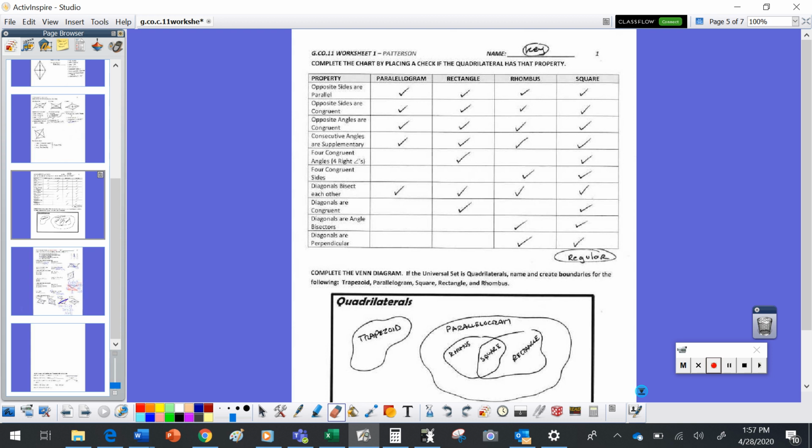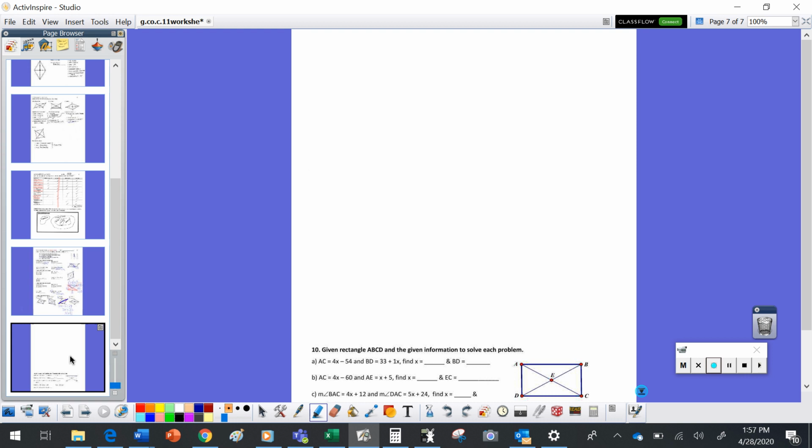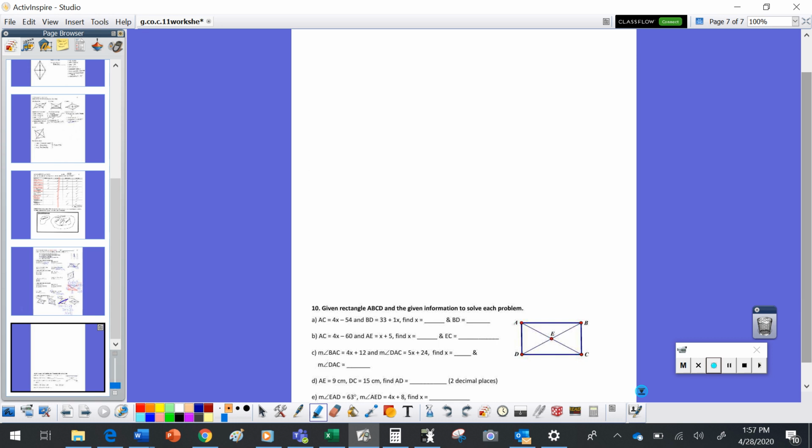Now this time we're talking about the rectangle stuff. So all of these things are going to be true for us. We know that the diagonals are congruent, they bisect each other, all 4 angles are 90 degrees, consecutive angles are supplementary, opposite angles are congruent, opposite sides are congruent, and opposite sides are parallel. Okay, those are all the things that we're going to have for this question. So let's take a look at them.